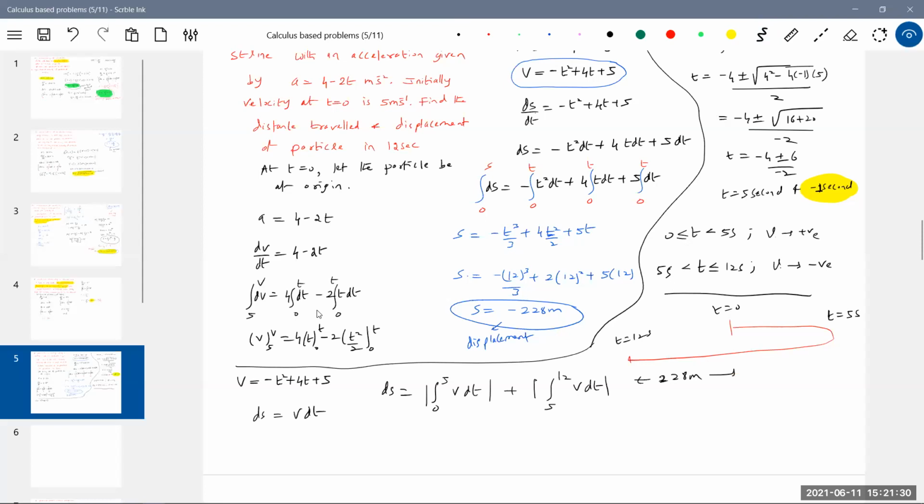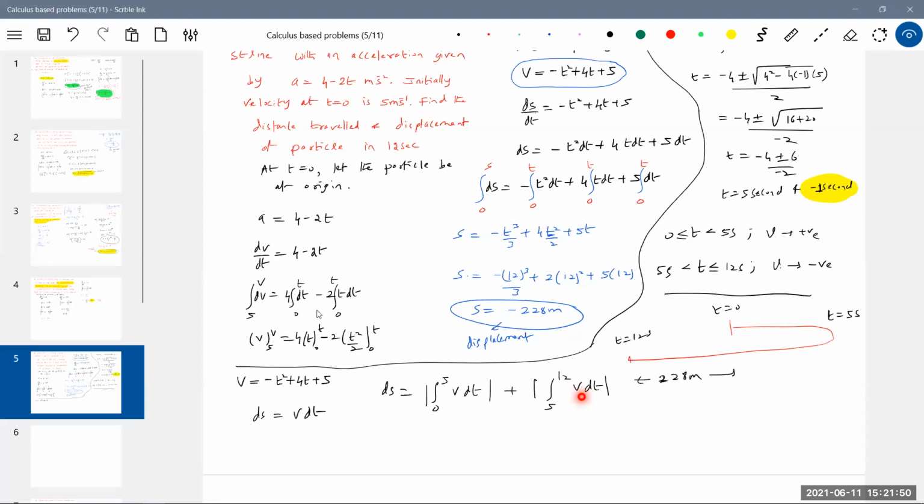Now, during 5 seconds, it was moving along the positive axis. After 5 seconds, it was moving along the negative x-axis. How do I come to know? This is also a big trouble. So therefore, what we do is just put v equal to 0. You'll get a time. Break up that limit now: 0 to 5, 5 to 12. Now among them, which one is positive, which one is negative? We need not bother.